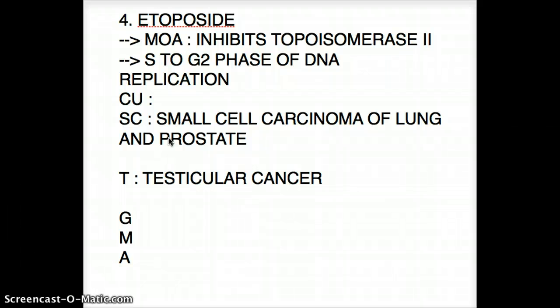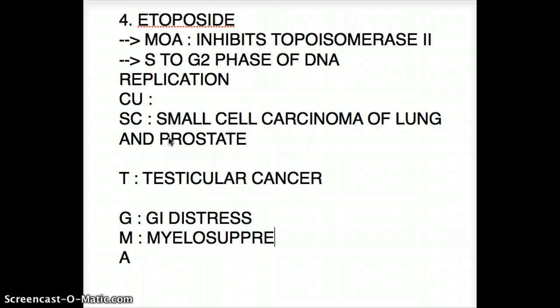The G stands for GI irritation or GI distress. M stands for myelosuppression. And A stands for alopecia. So just like doxorubicin or daunorubicin, where C stood for cardiotoxicity, M stood for myelosuppression, and A stood for alopecia, this one is GMA: GI distress, myelosuppression, and alopecia. A lot similar in that sense.